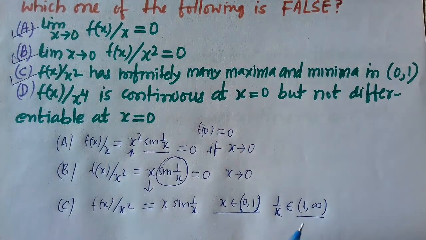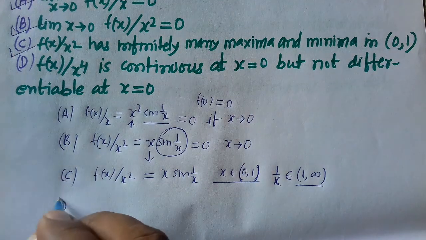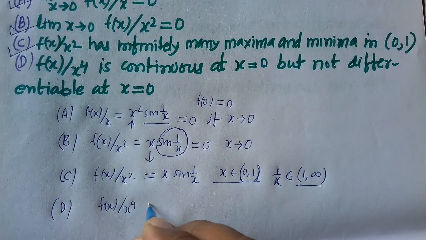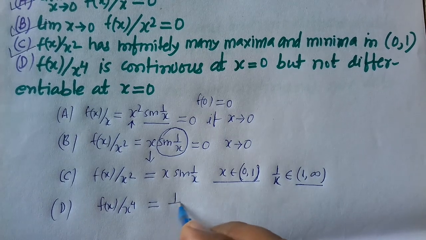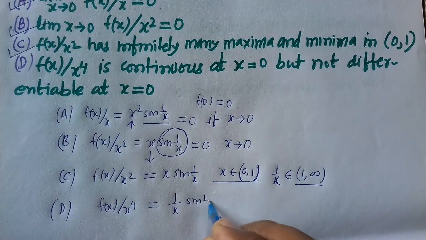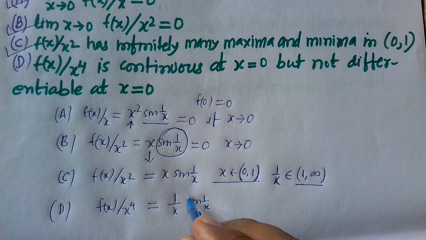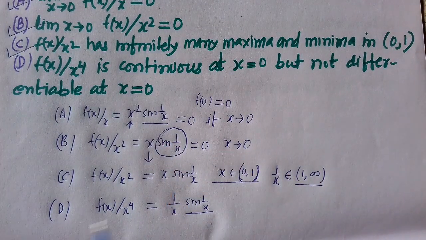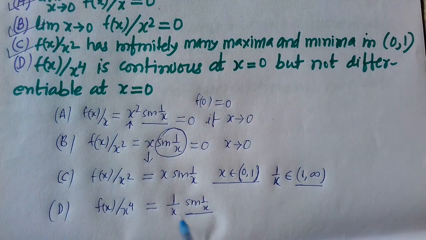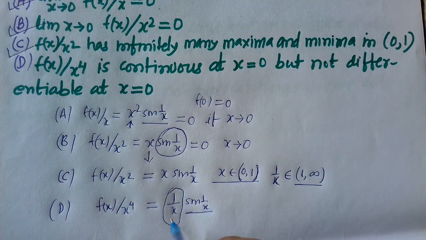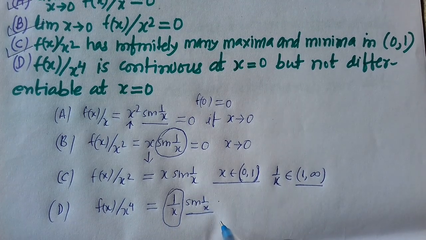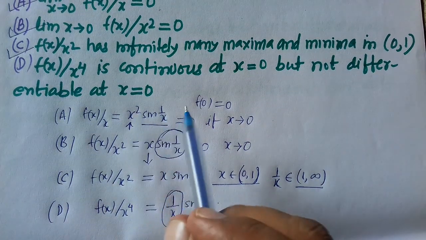Now D. In D you see f(x) by x to the power 4. This becomes 1 by x sine 1 by x. This is a bounded function, as you see in the previous options A, B, C. But if you let x tends to 0, then this is going to be infinity. So infinity into a bounded function will be infinity. So this is not going to be 0.